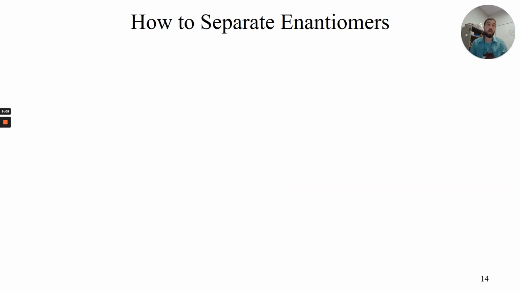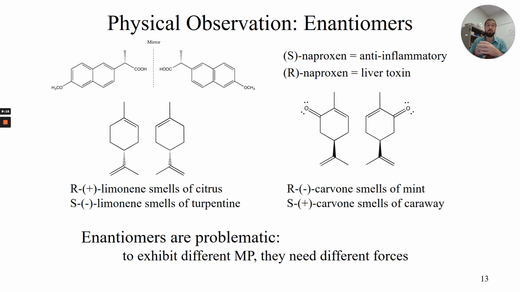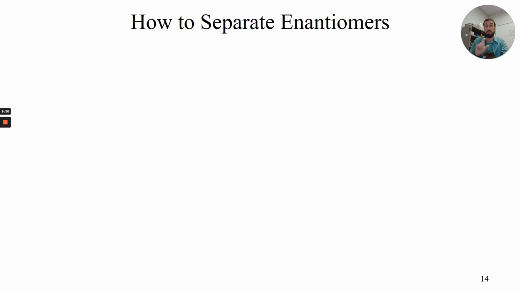So how could we potentially separate them? Okay, so we will know, say, if we were making naproxen, that we have both S and R because the melting point will be awful. Okay, and don't stress about that, but the range will be very, very broad because they don't interact well with each other. Okay, so we know we have a mixture. How do we separate that mixture? Okay, so here we go.